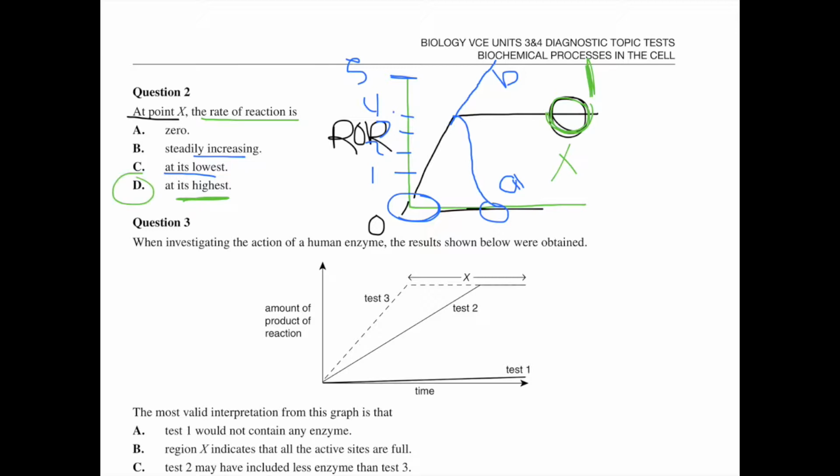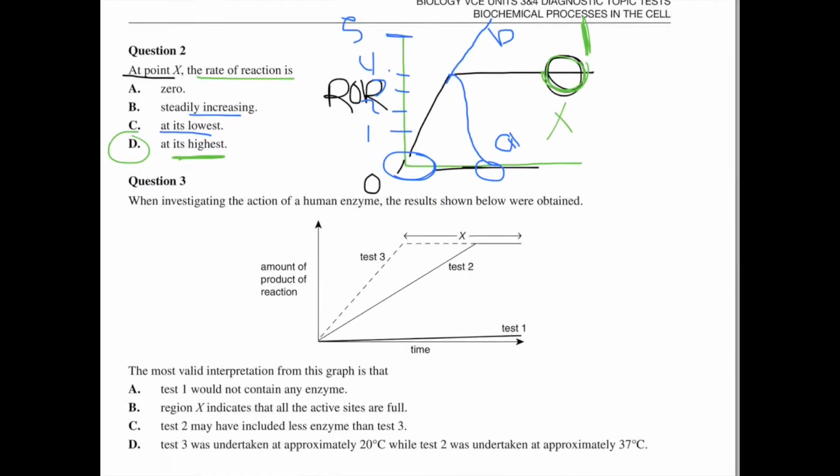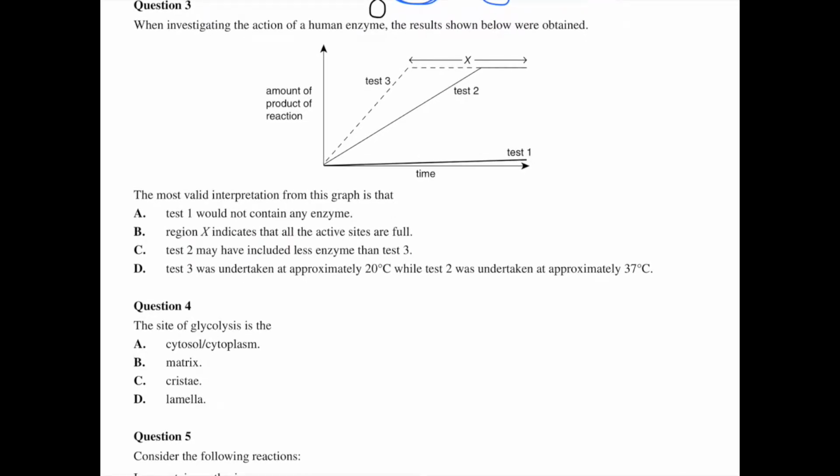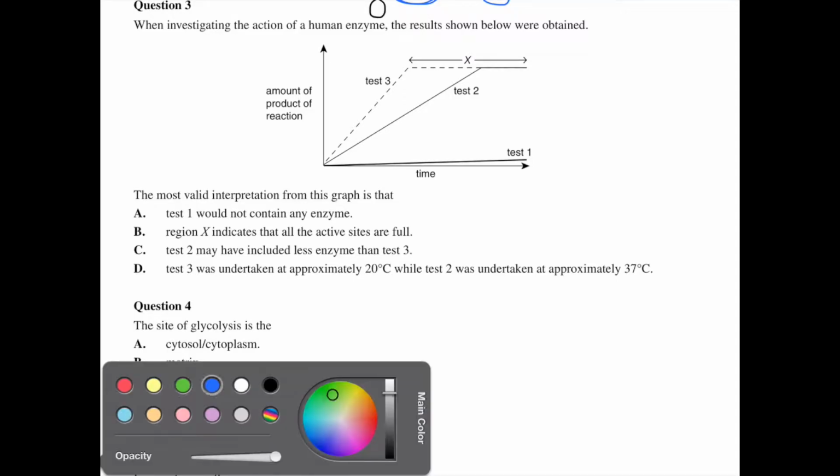So when you do come across graph questions, please make sure that you understand all of the options and visually what they would look like. Okay, just to help with your understanding. All right, question 3. When investigating the action of a human enzyme, the results shown below were obtained. You know, I like to get you to annotate the graph, so let's do that.